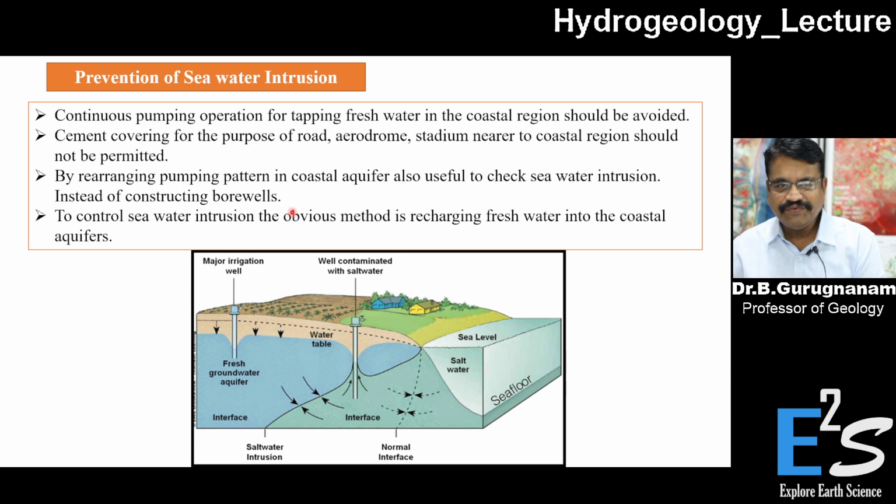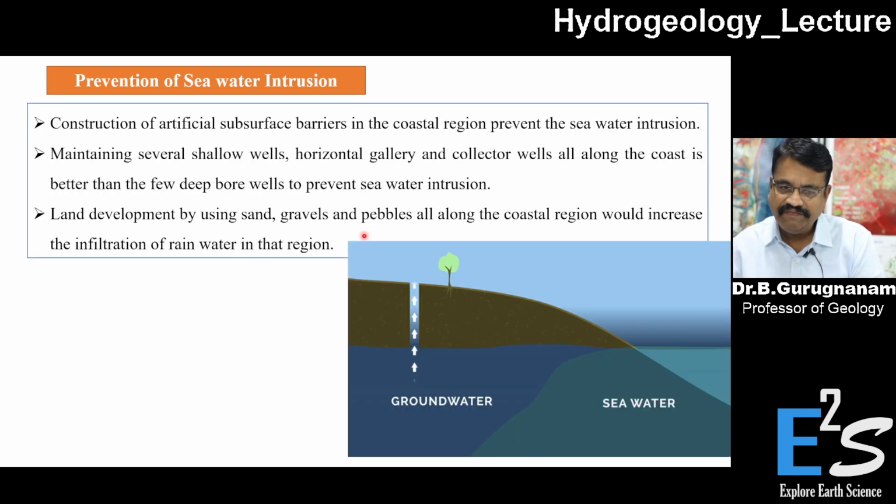What is the prevention of seawater intrusion? How are you going to prevent it? Continuous pumping operation should be stopped for tapping fresh water in the coastal region. You should not cover the land with cement for roads, aerodromes, or stadiums near the coastal region. This will not permit fresh water to penetrate down to reach your water table. Rearranging the pumping pattern in a coastal aquifer, instead of constructing bore wells, is also useful to check seawater intrusion. To control seawater intrusion, the obvious method is recharging freshwater continuously. That is the only way to escape.